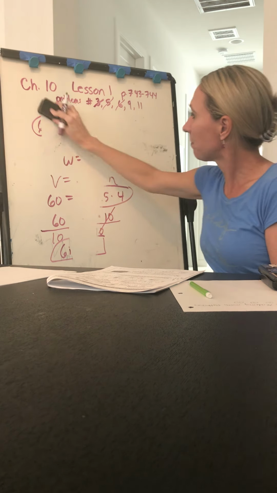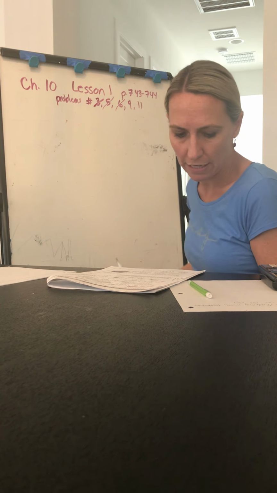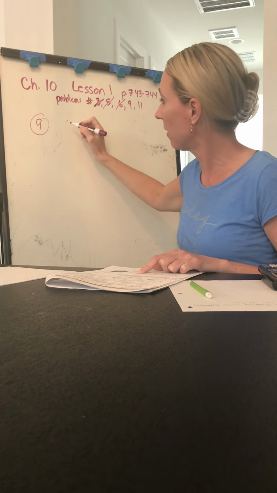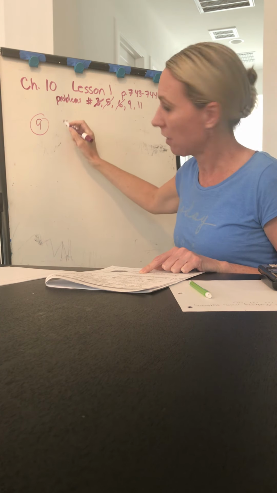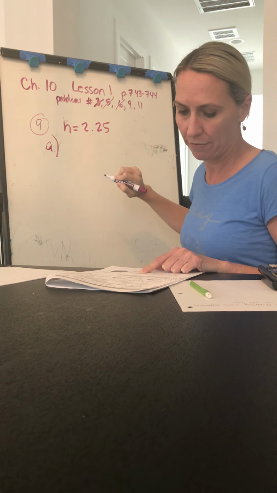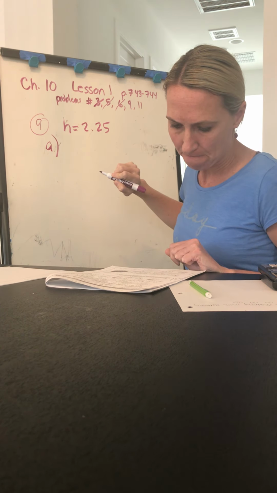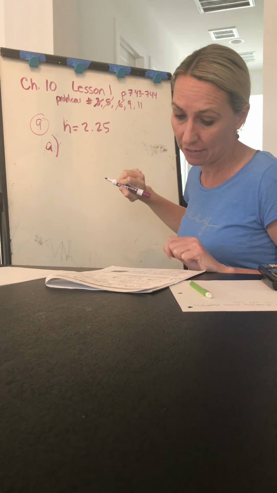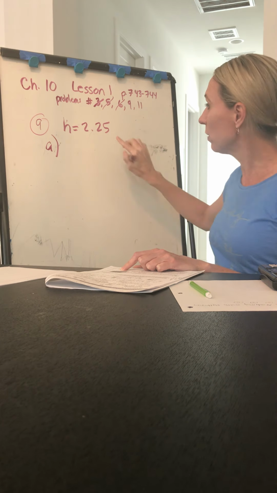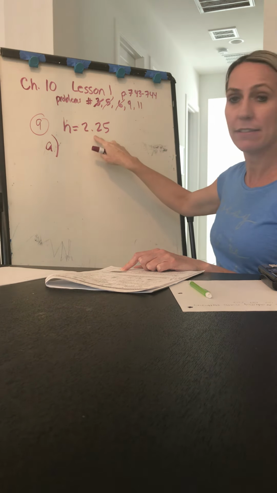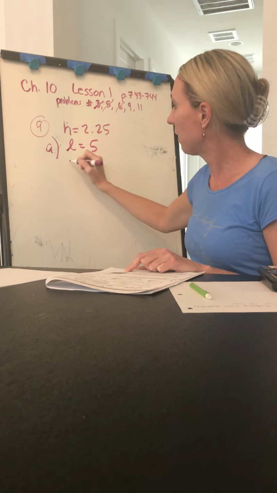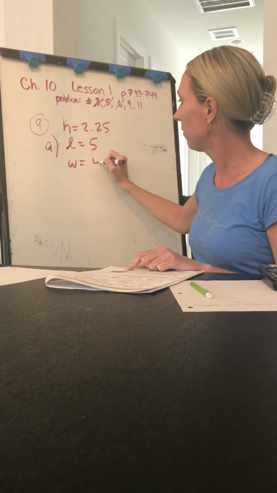Then number 9, let's see, 9 says, the glass container shown is filled to a height of 2.25, and then how much sand is currently in the container. Okay, so even though the height on the picture goes up to 3, it's not filled up all the way. It's only filled up to this height. So we're going to use the height that's filled up to, which is this, and then the length is 5, and then the width is 4.5.